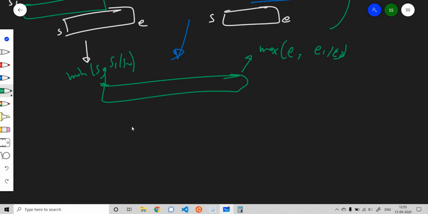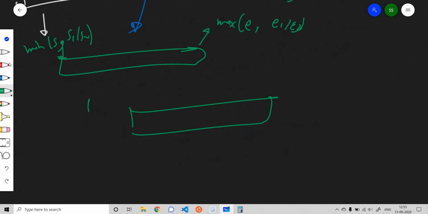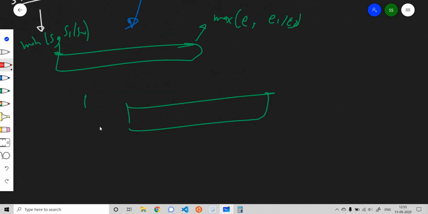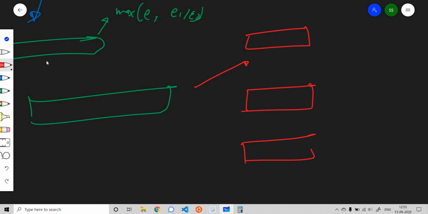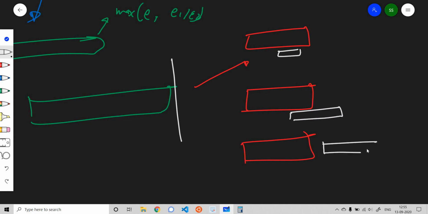Now at this point we have merged our interval to only one interval. Suppose this is the new merged interval. Now for the remaining intervals, two or three things can occur. Suppose this is our already merged interval, and our new interval which is after this one can be somewhere here, or it can be something like this, or it can be something like this.